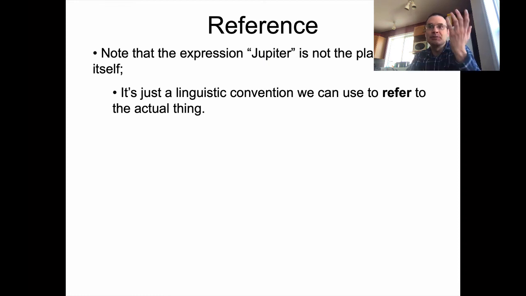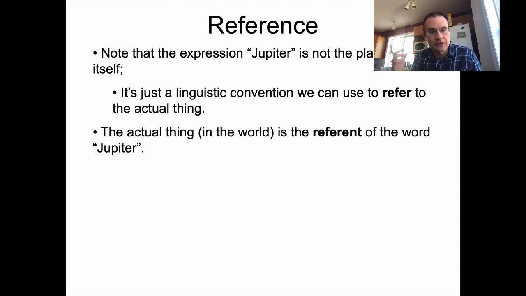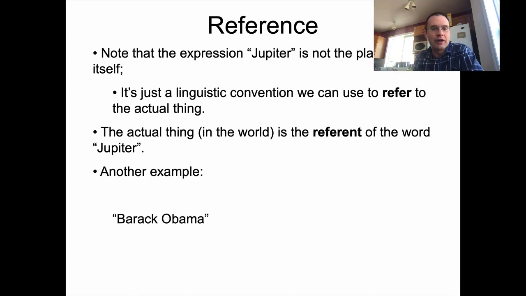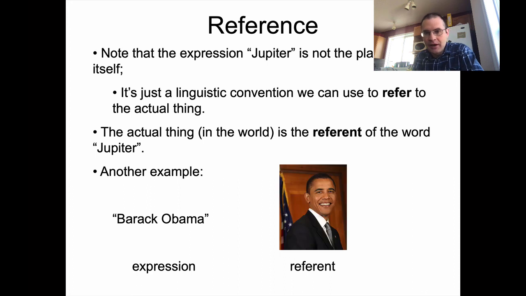We could talk about the biggest planet in the solar system. That would also refer to Jupiter, but that expression would not be the thing Jupiter, the planet itself. I'll give you another example, like Barack Obama, and I've got a picture here to kind of show you what the referent of this expression looks like. Again, the picture is not the referent. The actual dude out in the world is the referent of this particular expression. Or I could say something like the 44th president of the United States, so on and so forth.